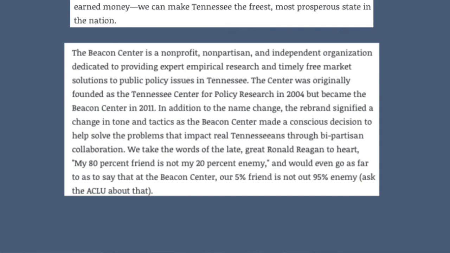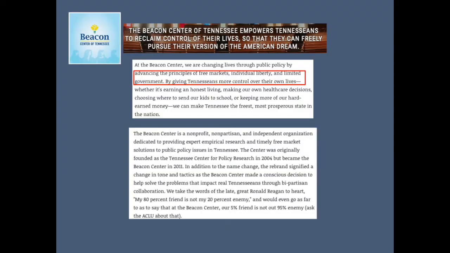So what they're alluding to there is that they have probably been on a side of an issue before that the ACLU also agreed with them on. The ACLU, normally a more liberal organization, and the Beacon organization, normally a more conservative-leaning organization, were on the same side on a given issue. And that's why you can't have 100% enemies. You have to realize that with some people, you're going to disagree on 95% of the things, but you have to hold out for that 5% where you find agreement. That's how things get done. That's an important point here. But anyway, that gives you a little background of who the Beacon Center for Tennessee is.